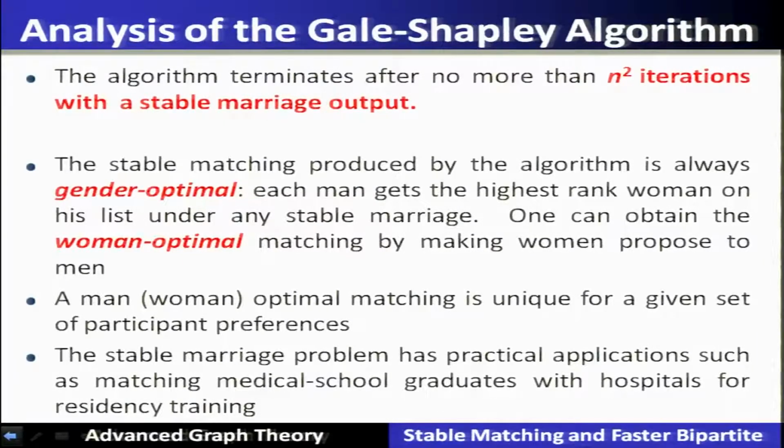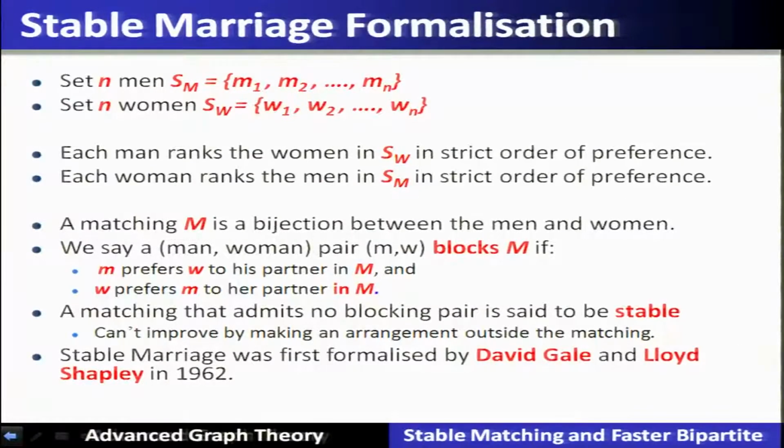One can obtain the woman optimal matching by making woman propose to the man. A man or woman optimal matching is unique for a given set of participant preference. The stable marriage problem has a practical application such as matching the medical school graduates with the hospital for residency training, and so on. It has many other applications in many other fields.